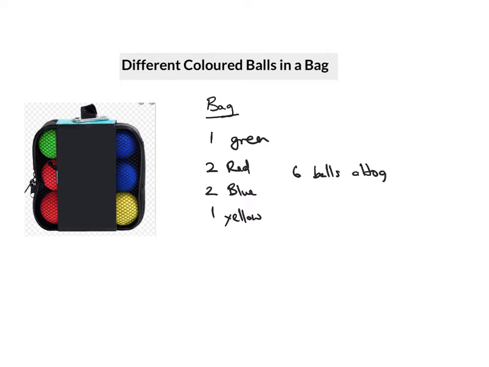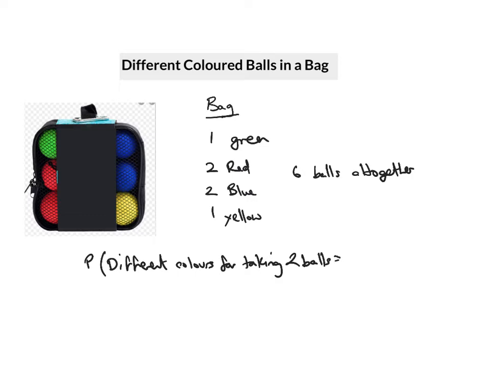What we're going to do is work out the probability of getting different colors if we take one after another, for taking 2 balls. And we'll do it without replacement. So no replacement.